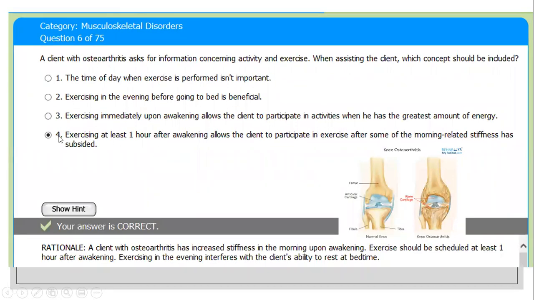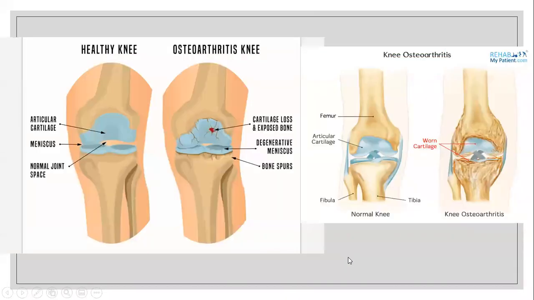The correct answer is number four, exercise at least 1 hour after awakening, which allows the client to participate in exercise after some of the morning-related stiffness has subsided. The rationale: a client with osteoarthritis has increased stiffness in the morning upon awakening. Exercise should be scheduled at least 1 hour after awakening, and exercising in the evening interferes with the client's ability to rest at bedtime.